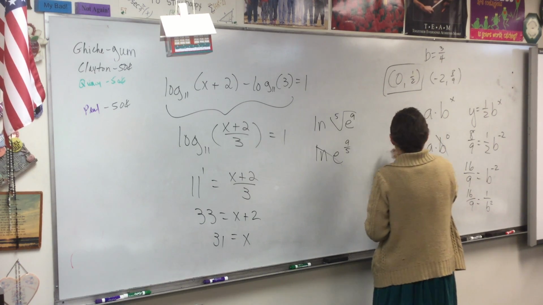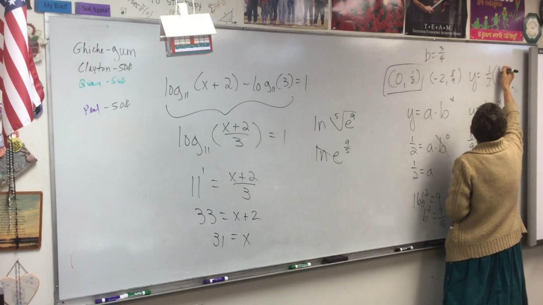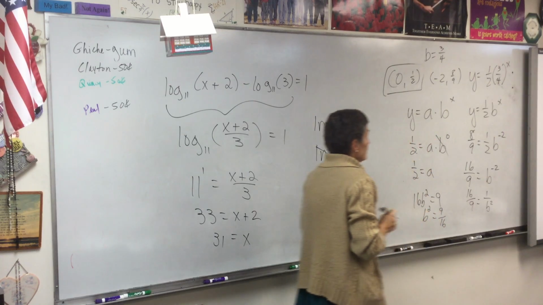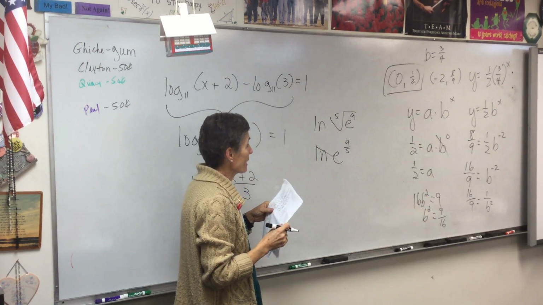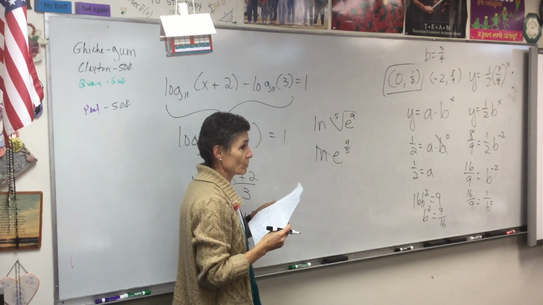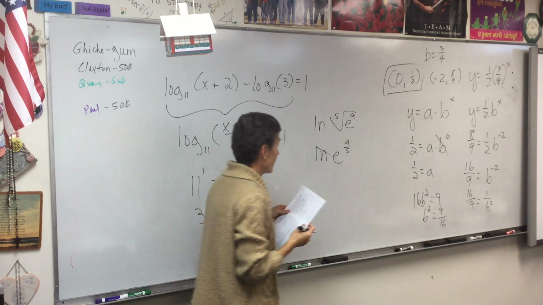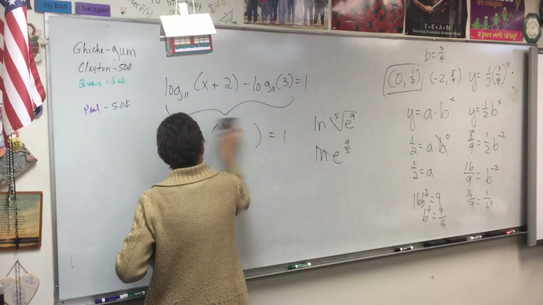So your answer will be y equals 1/2 times 3/4 to the x. And we never ever combine the 1/2 and the 3/4, right? They stay separate always. Also, in a logistic function, they stay separate.